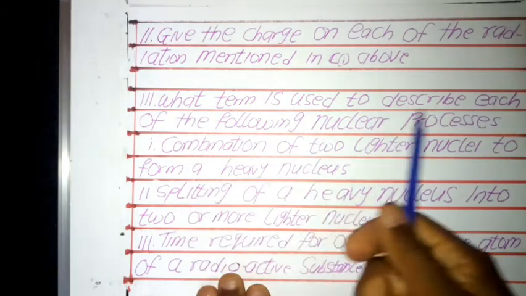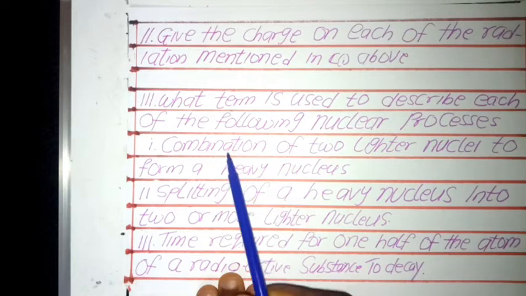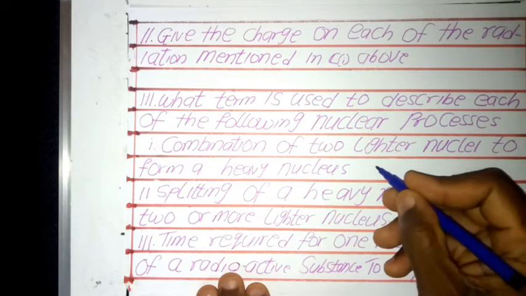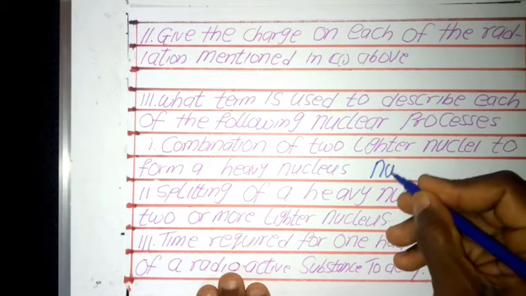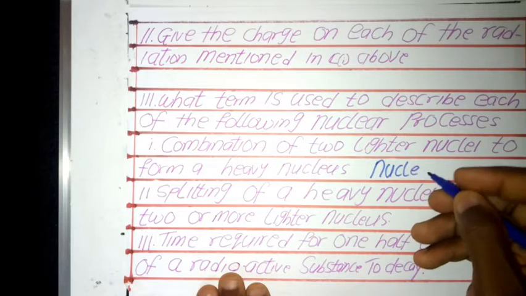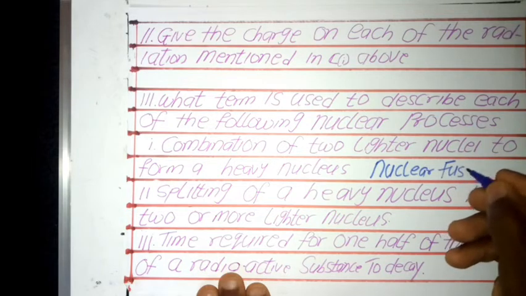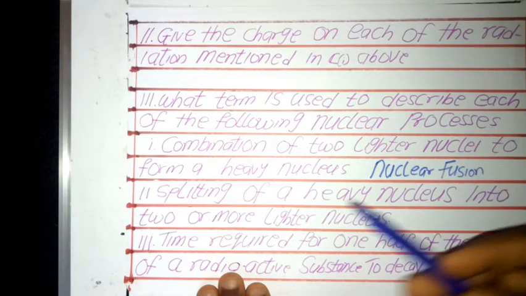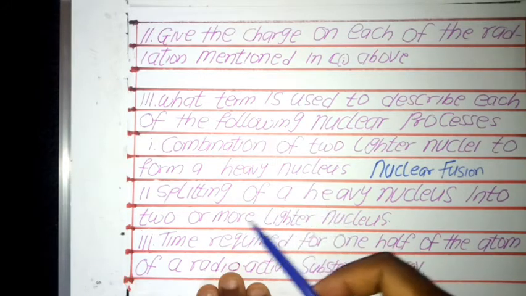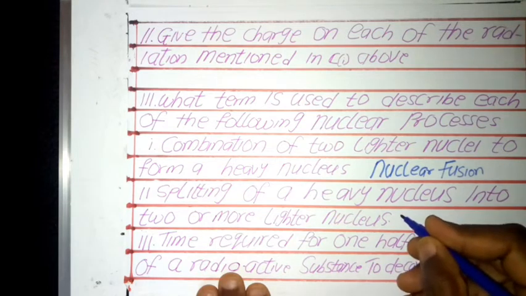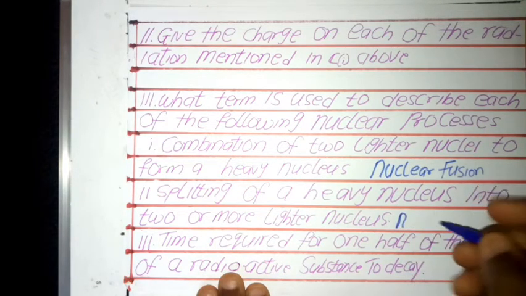Then what term is used to describe each of the following nuclear processes? Combination of two lighter nuclei to form a heavy nucleus, that is nuclear fusion. Then splitting of a heavy nucleus into two or more lighter nuclei, that is nuclear fission. Fission is splitting, fusion is joining.